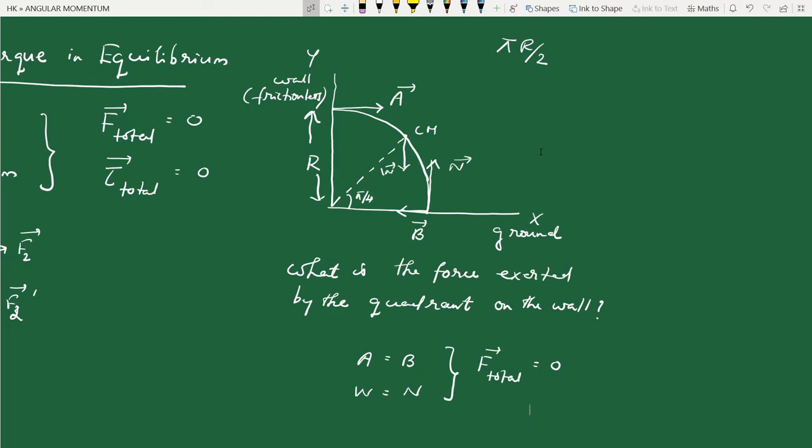So if you look at this body, we can see that the best choice is this point, because there are two forces acting at this point: a horizontal force B towards the left and a vertical force N in the upward direction.